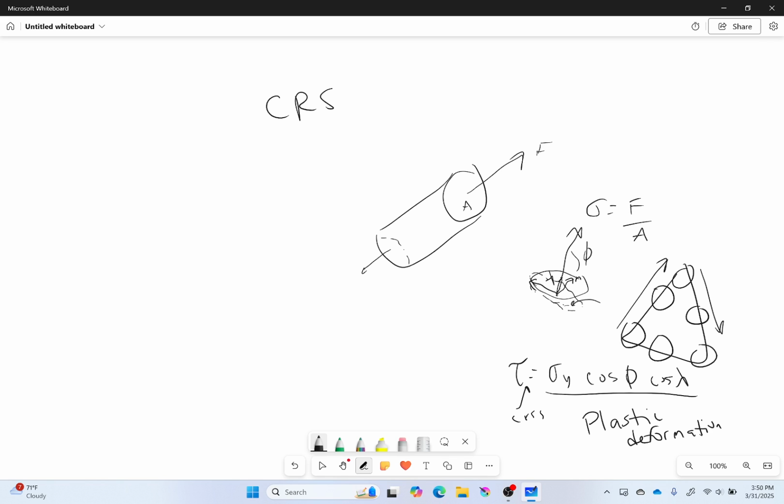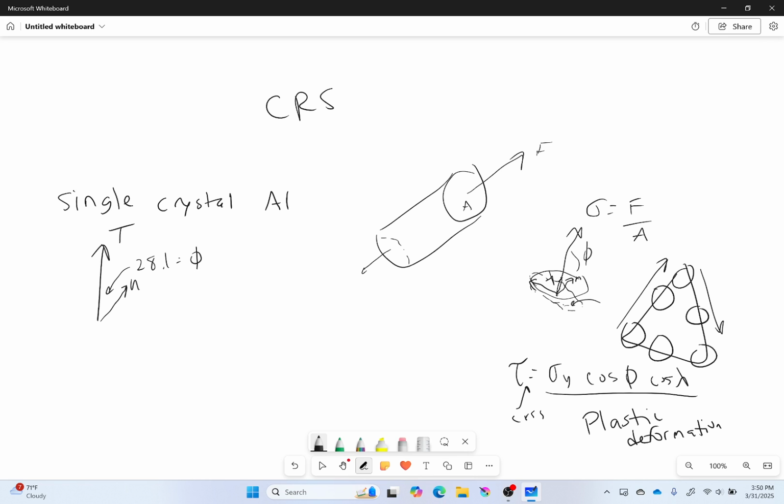So what's our problem? Our problem says we have a single crystal of aluminum, and it says that the slip plane normal makes an angle of 28.1 degrees with the tensile axis. Here's my tensile axis, I have some sort of tension, and here's my normal direction, and that is making an angle of 28.1 degrees. So that's equal to phi.